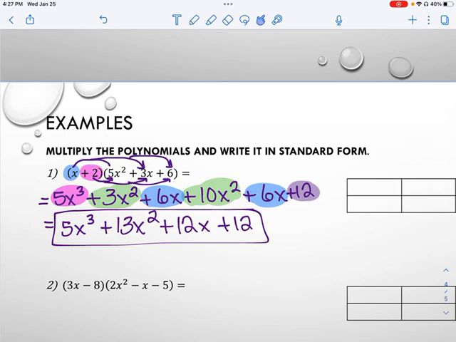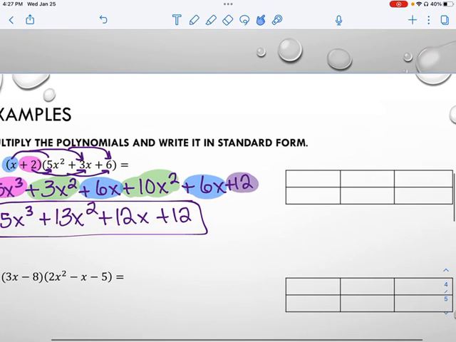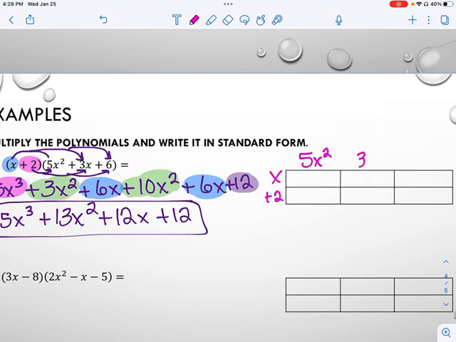Now, just to show this exact same thing using the Punnett square, I'm going to do it here on the side. I'm going to start off, I have x here, I have a plus 2 here. Across the top, I have 5x squared, the positive 3x, and the positive 6. So now we just go square to square. x times 5x squared gives me 5x cubed. x times 3x gives me 3x squared. x times 6 gives me 6x.